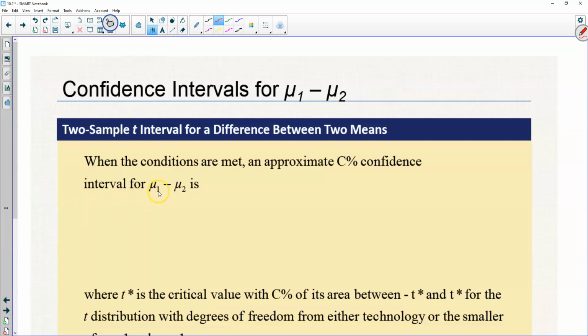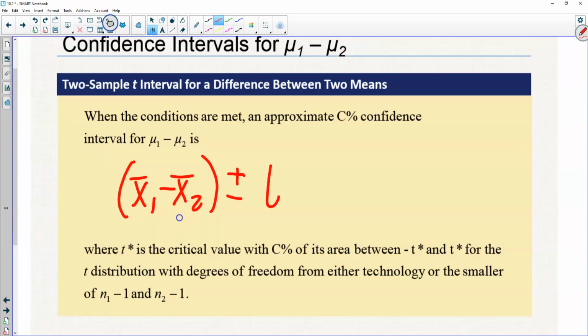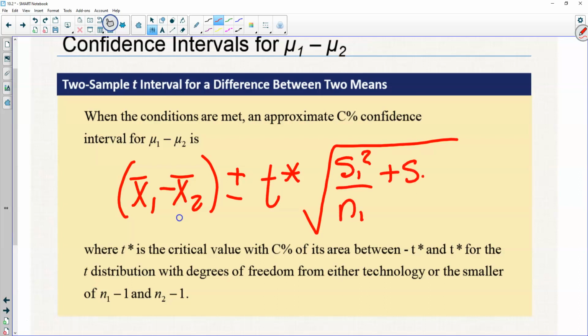The confidence interval is what we're looking at next. To find the confidence interval for mu1 minus mu2, we take the difference of the sample means out front. We use t star and then our standard error, which is the square root of S1 squared over N1 plus S2 squared over N2. And we use degrees of freedom, whichever one is smaller.